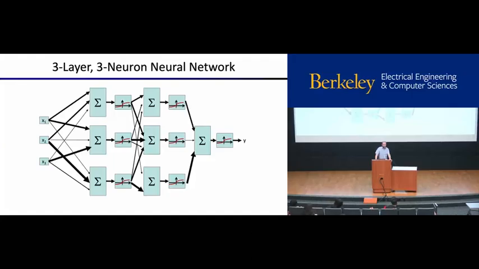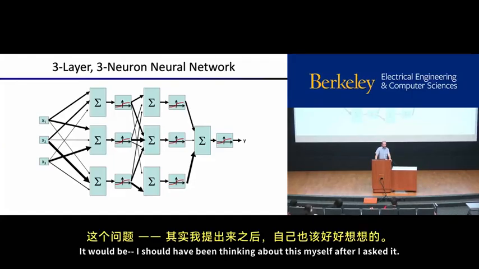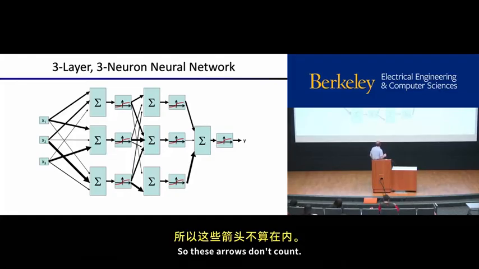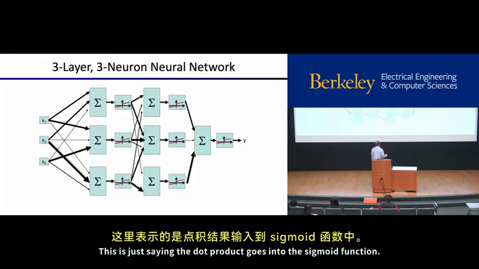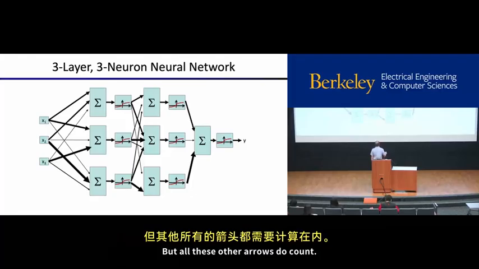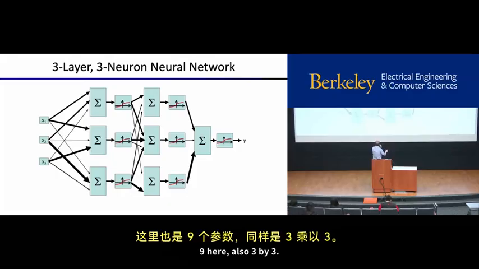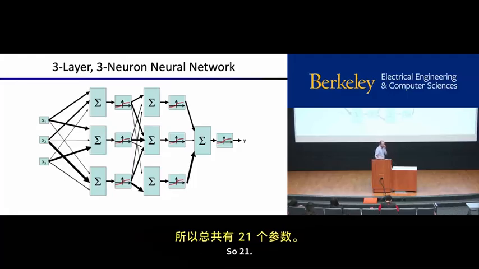Yeah. I should have been thinking about this myself after I asked it. Yes, it would be 21. These arrows don't count. This is just saying the dot product goes into the sigmoid function, but all these other arrows do count. So we have 9 here, 3 by 3, 9 here, also 3 by 3, and then 3 there. So 21.